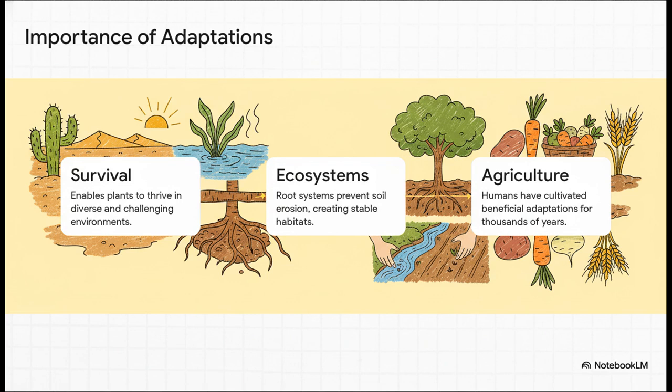First, and most obviously, is for the survival of the plant itself. These adaptations are what allow plants to live almost everywhere on Earth. Second, these adaptations are essential for the stability of entire ecosystems. Remember those fibrous root systems? They literally hold the ground together and prevent soil from washing away. And third, it's the very foundation of human agriculture. For thousands of years, we've been identifying and cultivating plants with these special adaptations. The storage roots and tubers we talked about are what we eat for dinner.